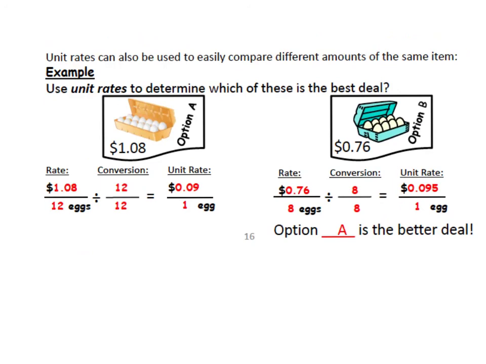So when comparing option A versus option B, the unit rate of 0.095 cents per one egg, option A is the better deal.